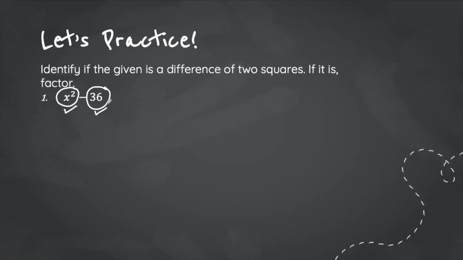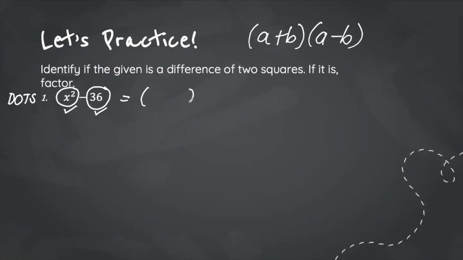Now let's go to the second consideration. Is one of the terms here a negative? Yes, it is. So negative 36 is a negative number. So this one can be factored using the DOTS method. So remember, when you factor, it should be in the form a plus b times a minus b. So let's have that form.